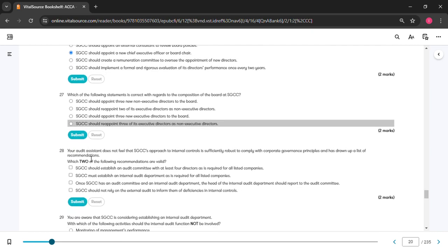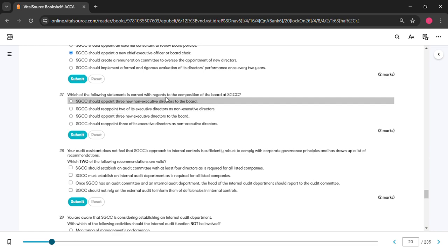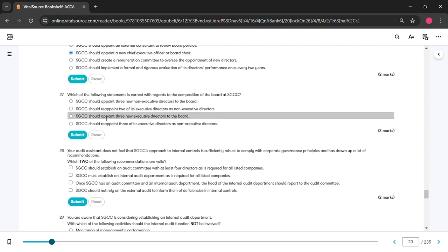Next. Which of the following statements is correct? Composition of the board. What is the answer? Five executive directors are there and only 2 non-executive directors are there. It should be equal. I think the third one, sir. They should appoint 3 new executive directors? Why 3 new? If you appoint 3 new executive directors, it will be 8.